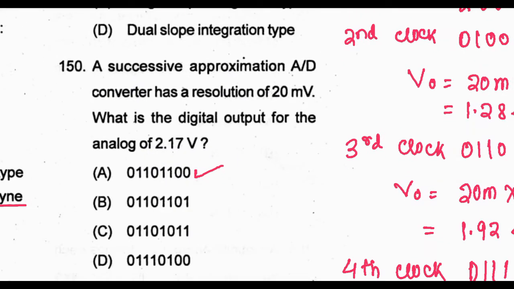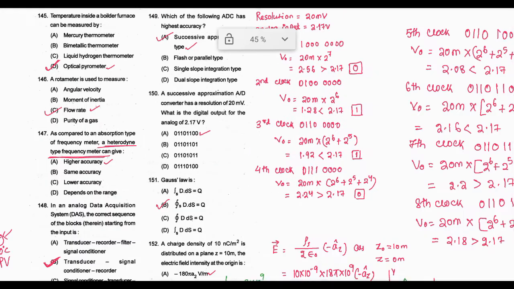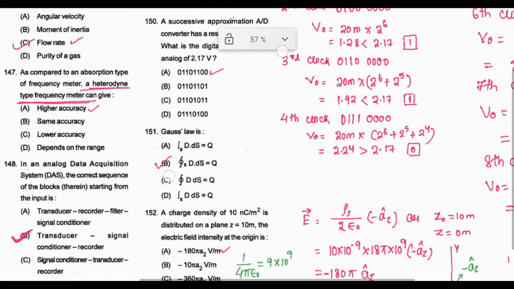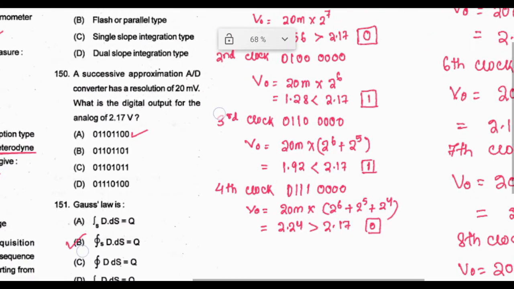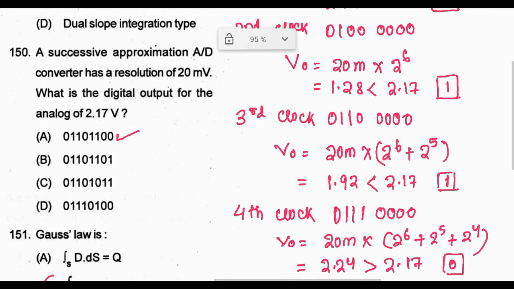Next question number 150. A successive approximation type analog to digital converter has a resolution of 20 millivolt. What is the digital output for the analog input of 2.17 volt? This is a very lengthy question, so I will explain it here. I have already done this one, I will only make you understand. This is a digital electronics question, but here it is asked in the context of a measurement or data acquisition system.